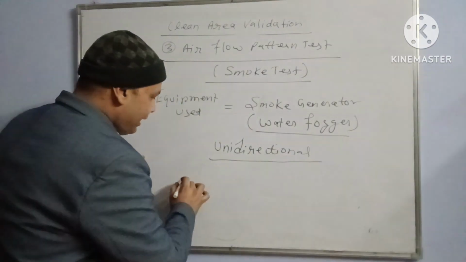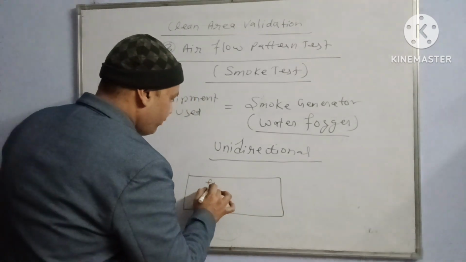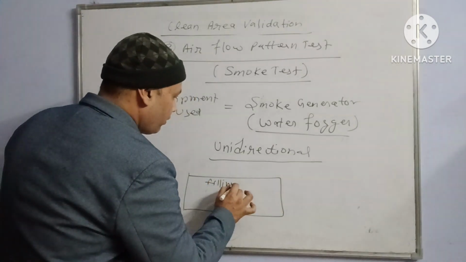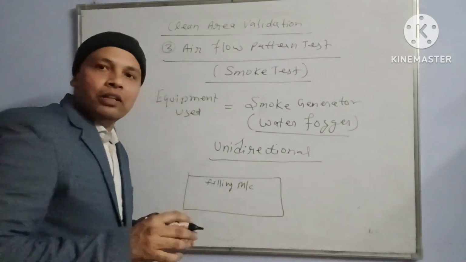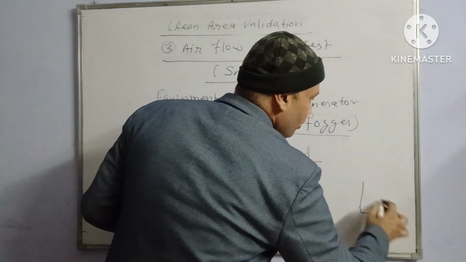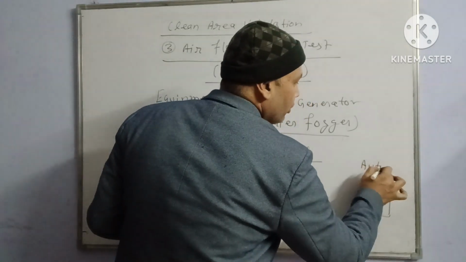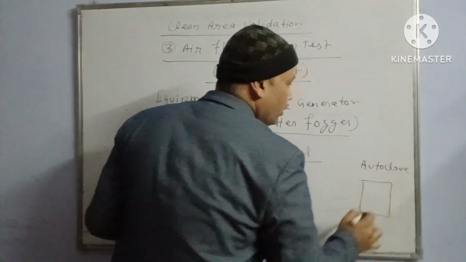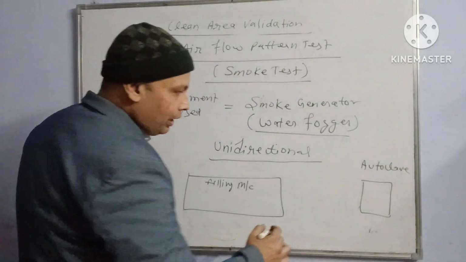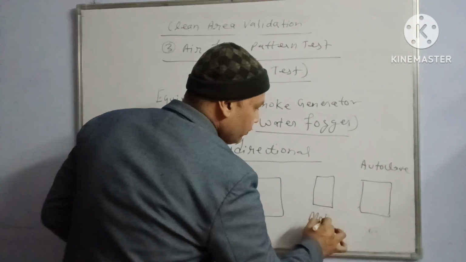Suppose let us consider this is your filling machine, where your product is filled. Here is your autoclave, a double door autoclave. You are transferring the material using mobile LAF.